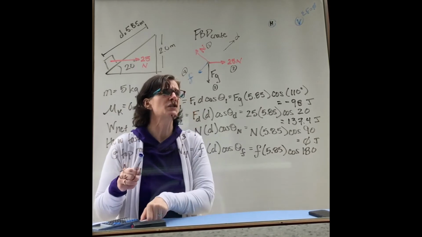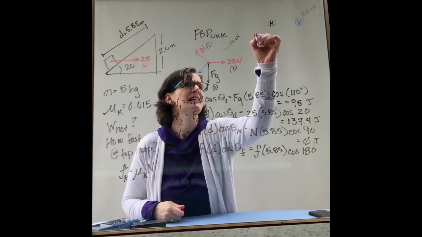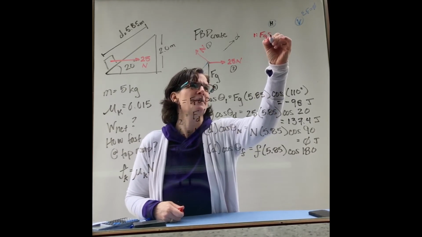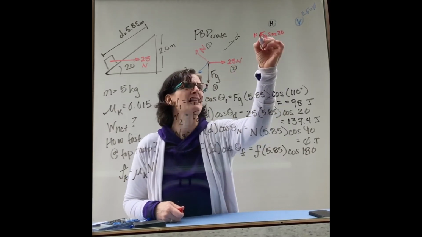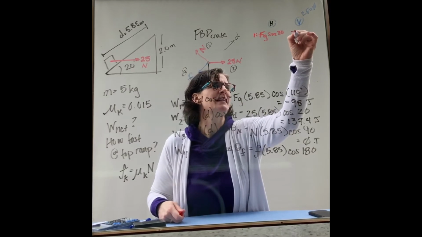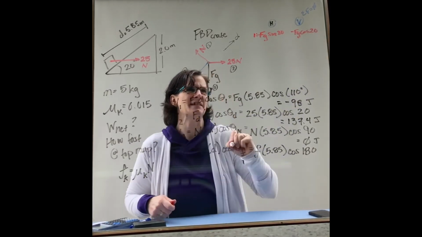Okay, so we have force number 1. Well, that has a component that's horizontal. It's going to be Fg times the sine of my 20 degrees. It will be in the negative prime direction, and vertically it's minus Fg cosine of 20 degrees.